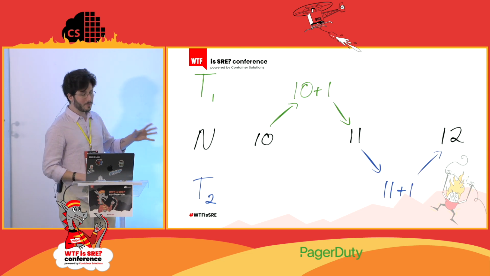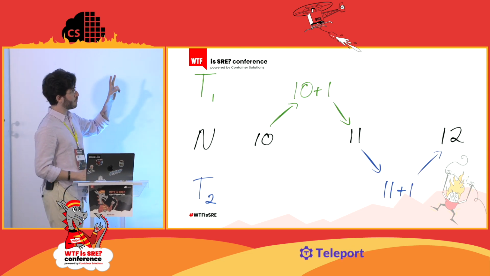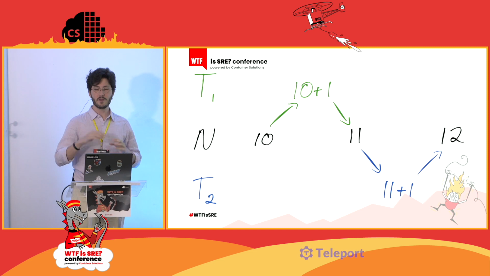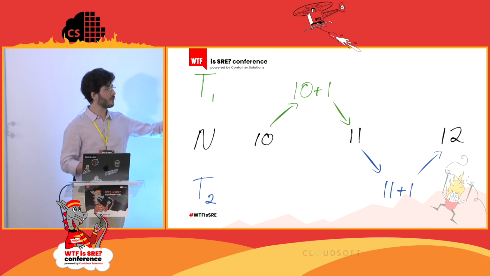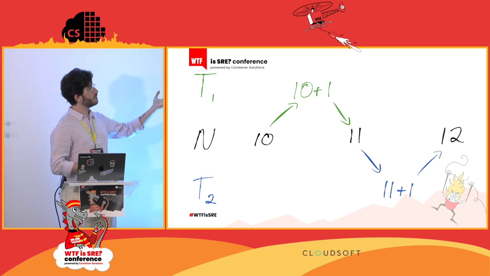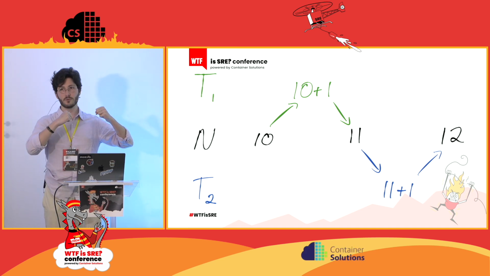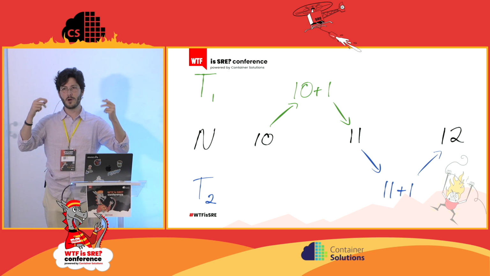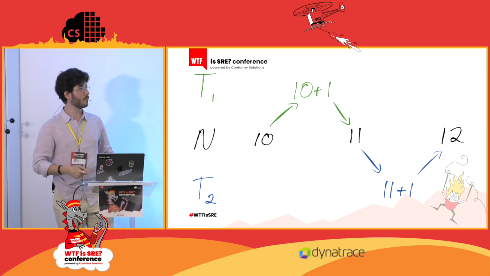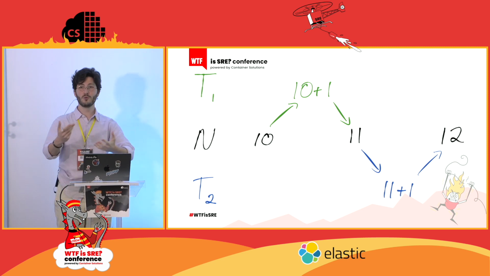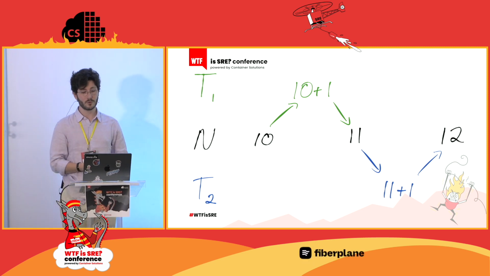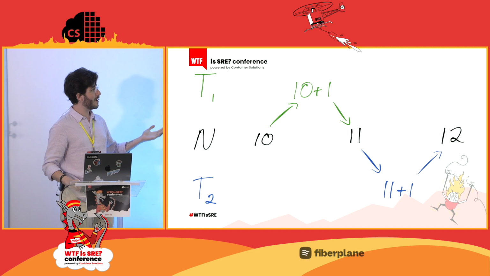So the simplest example of a race condition is you have two threads, T1 and T2, and they both want to increment a shared variable that we're just going to call n. And maybe that variable starts with a value of 10. So the first thread reads the value 10, computes 10 plus 1, and writes the result 11 to the variable. Then the second thread reads the value of the variable, so 11, computes 12, and then writes 12 to the variable. And this is fine if it happens in the right order.